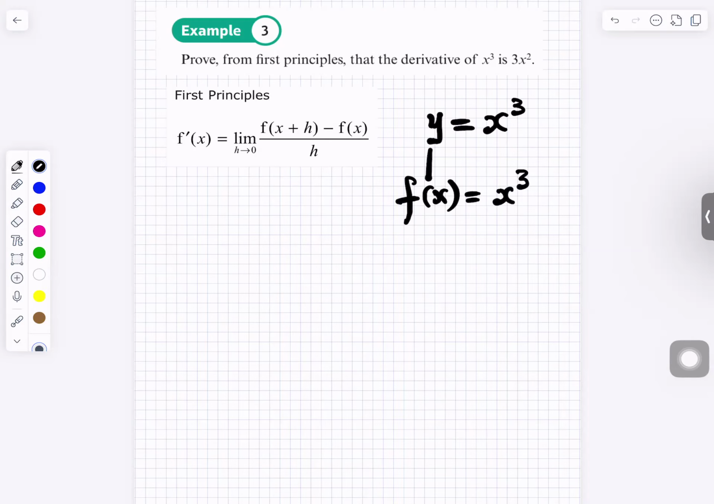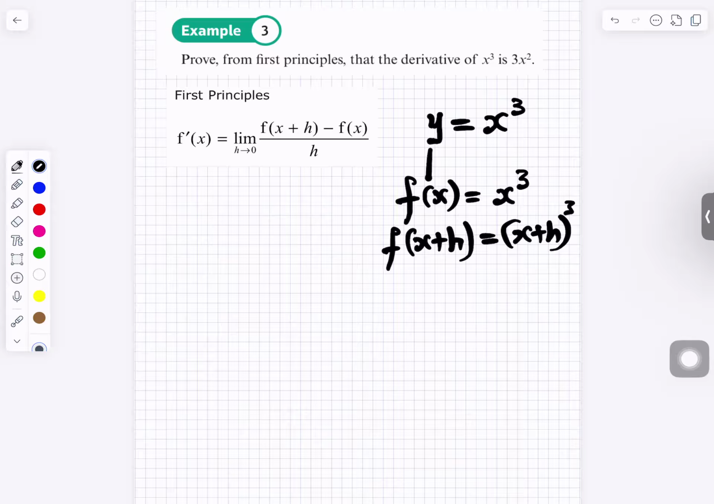So we want, let's say you increase x by a little amount, and that amount is what they call h. So f of x plus h. So instead of x cubed, you put x plus h cubed. You see what I've done there?